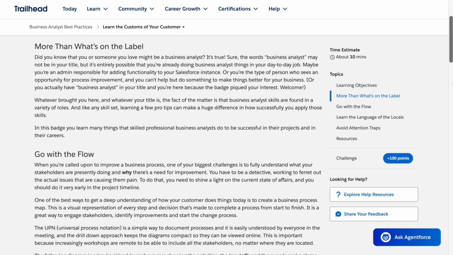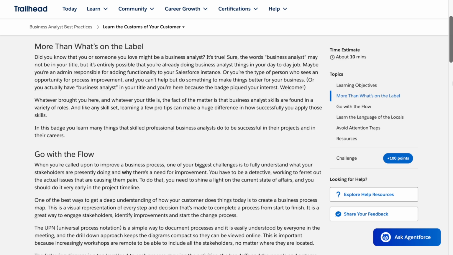Did you know that you or someone you love might be a business analyst? It's true. Sure, the words business analyst may not be in your title, but it's entirely possible that you're already doing business analyst things in your day-to-day job. Maybe you're an admin responsible for adding functionality to your Salesforce instance. Or you're the type of person who sees an opportunity for process improvement, and you can't help but do something to make things better for your business. Or you actually have business analyst in your title, and you're here because the badge piqued your interest.